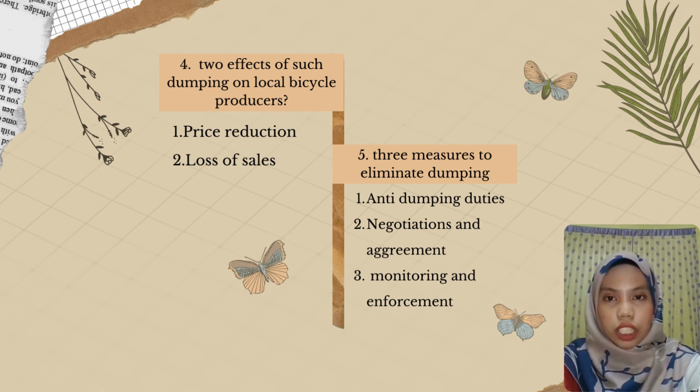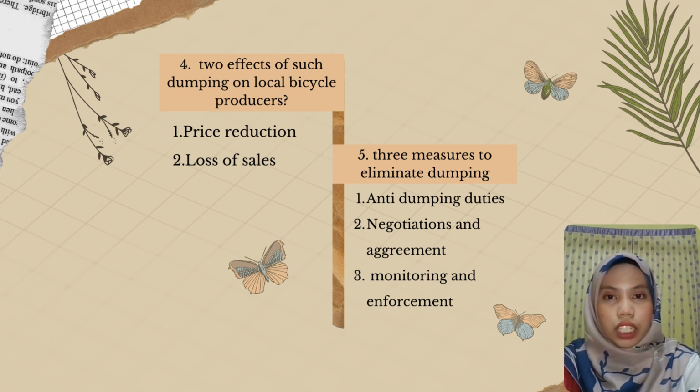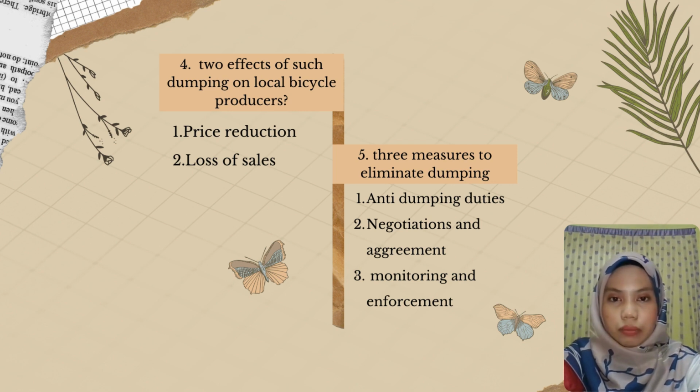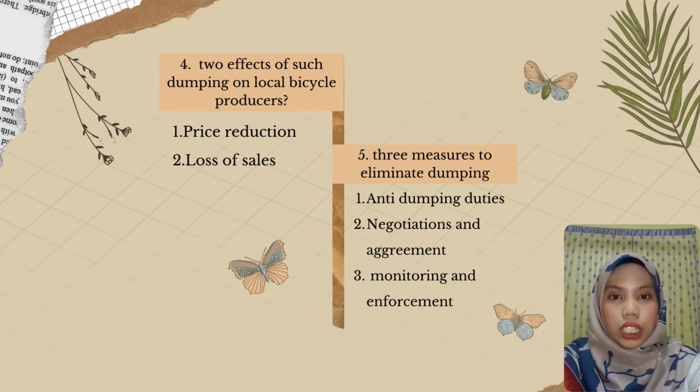Second is negotiations and agreements. The government may engage in diplomatic negotiations with exporting countries to address the issue and explore the prospect of reaching agreements to prevent dumping practices. Third is monitoring and enforcement. Improving monitoring techniques and implementing current trade restrictions can aid in the detection and punishment of dumping. This involves regular monitoring of market dynamics in order to discover unfair trade practices.